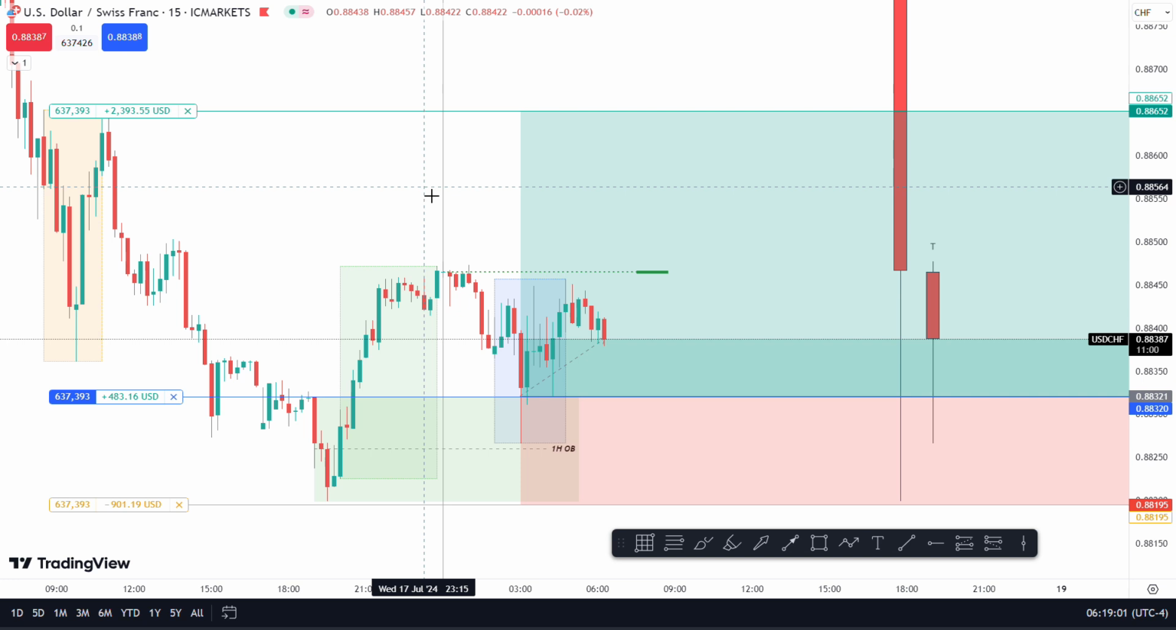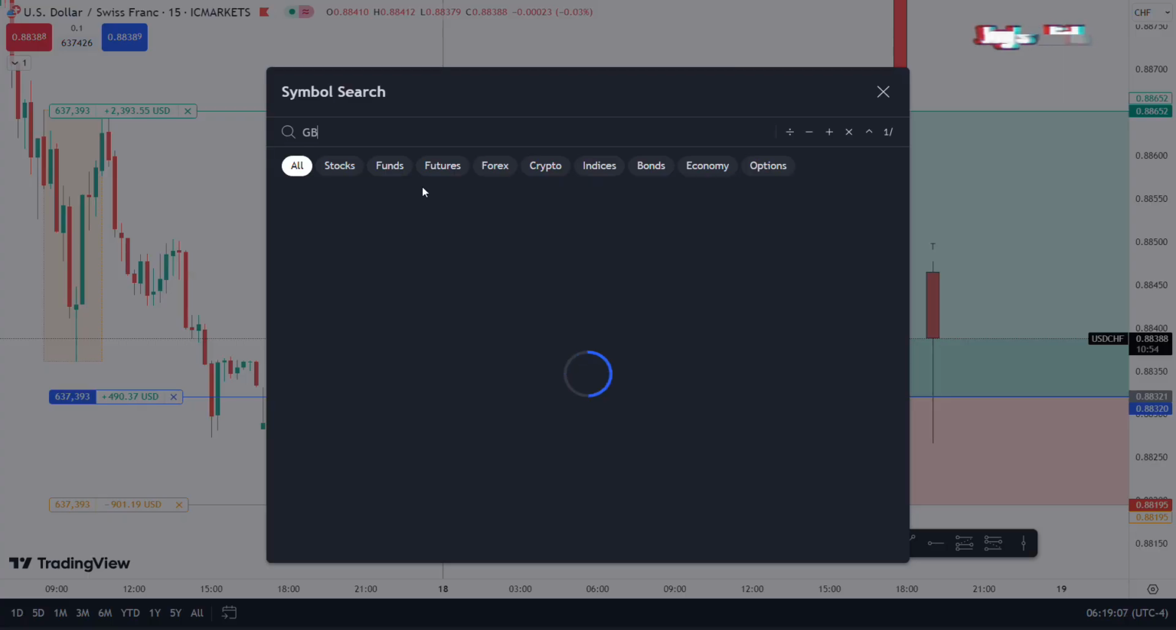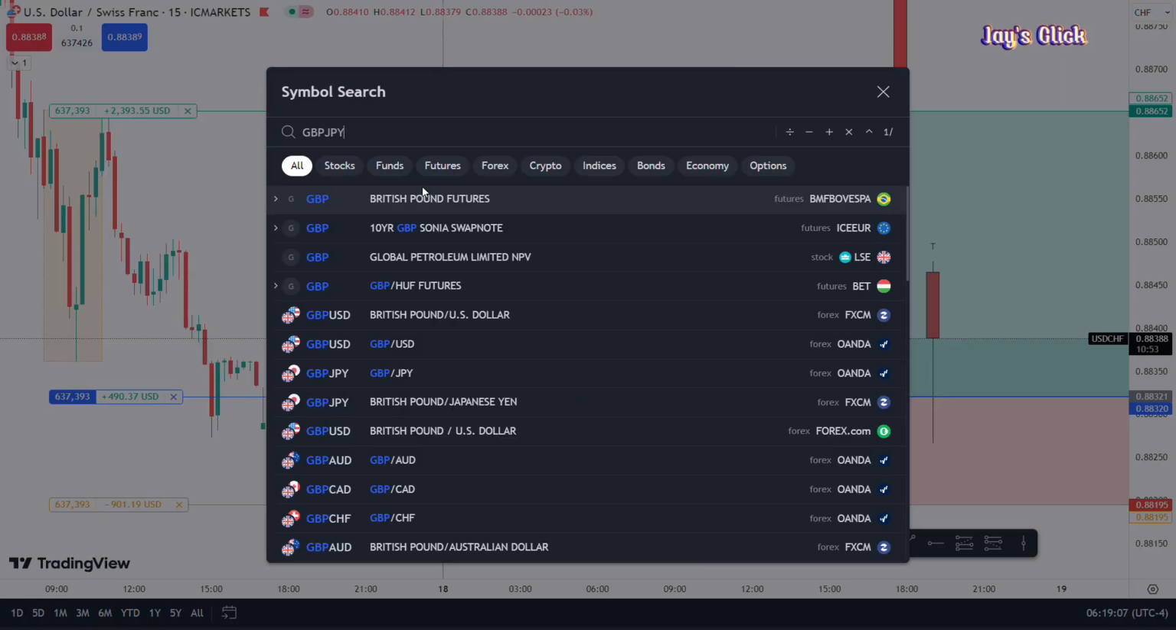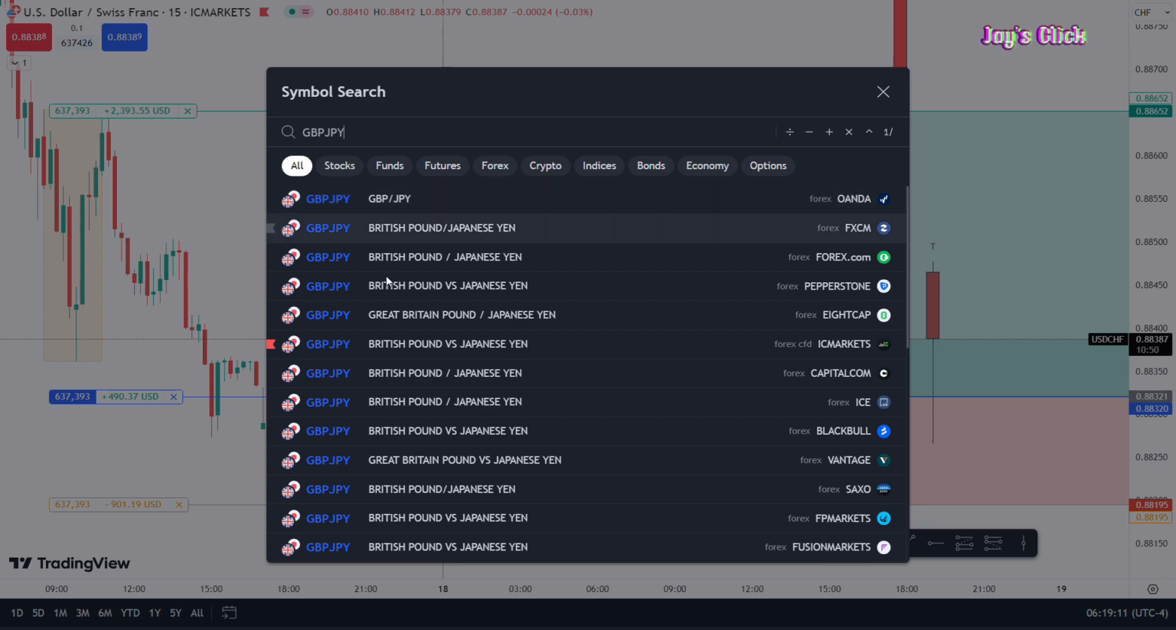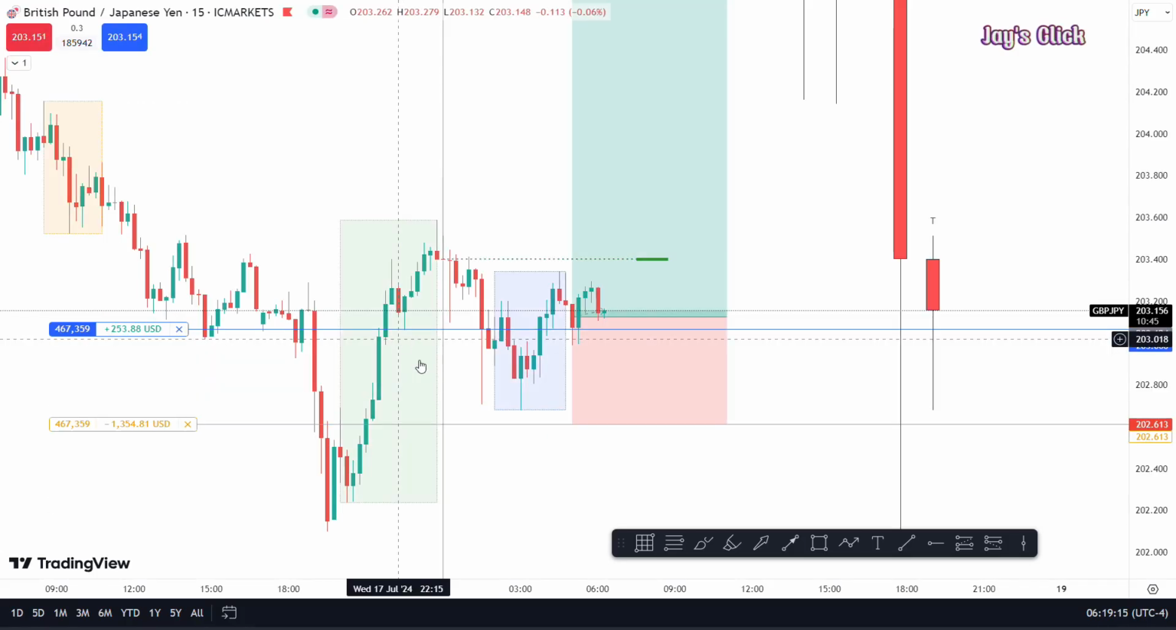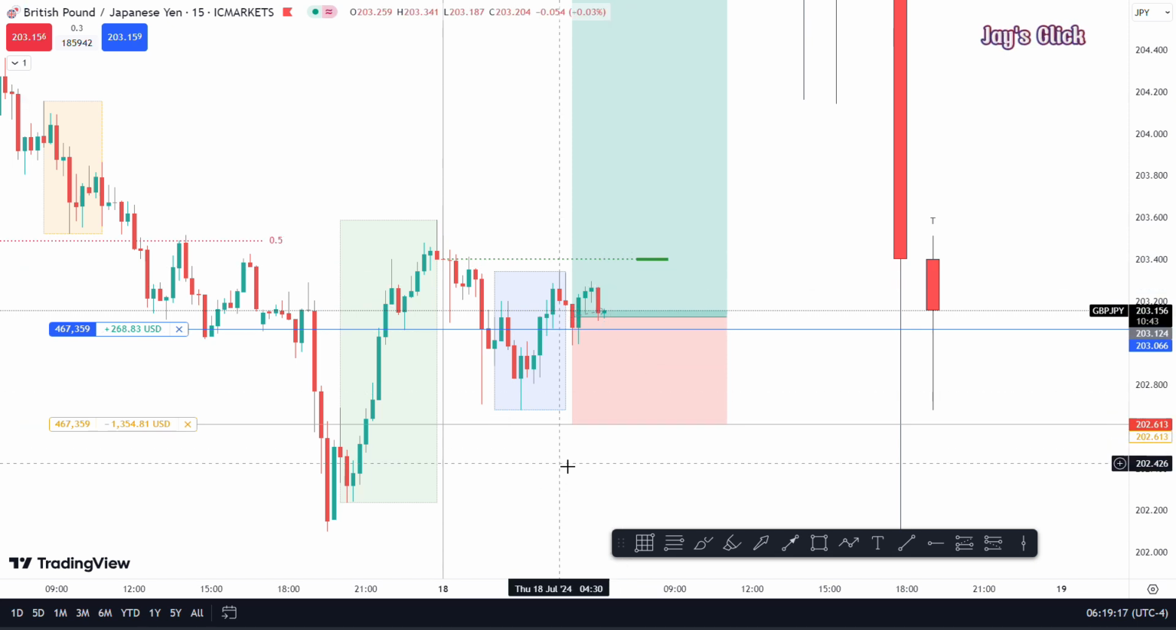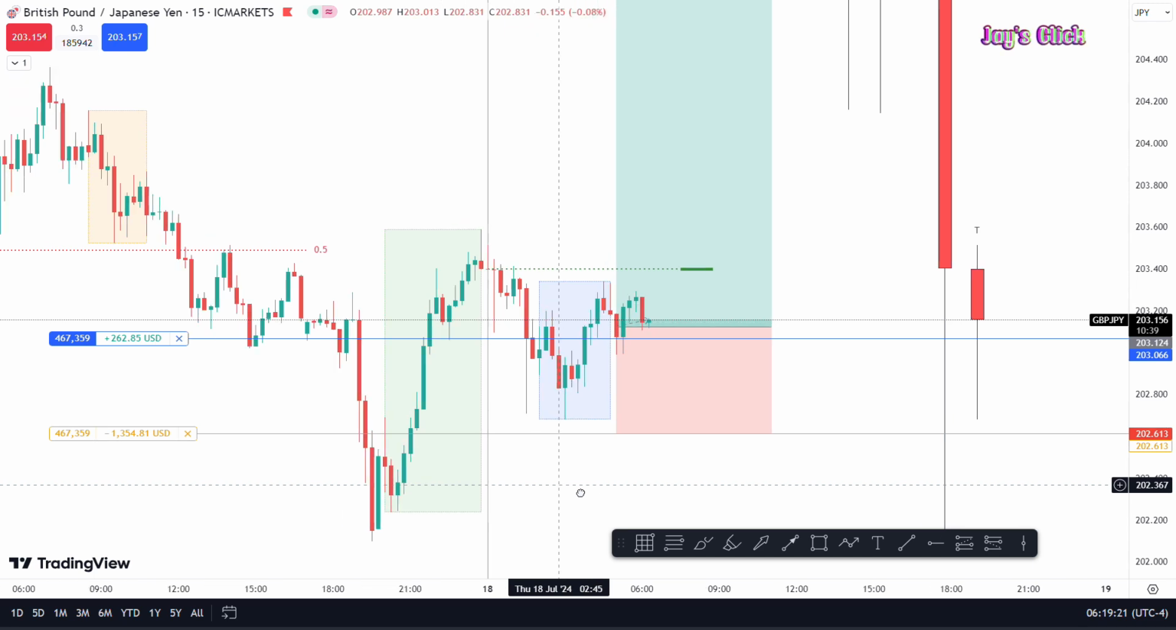So the same setup was still the same way on pound yen, and I took another trade on the pound yen still as well, still a buy. And here I've taken two positions actually.